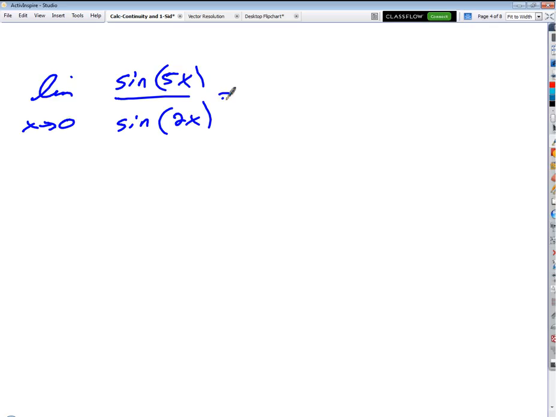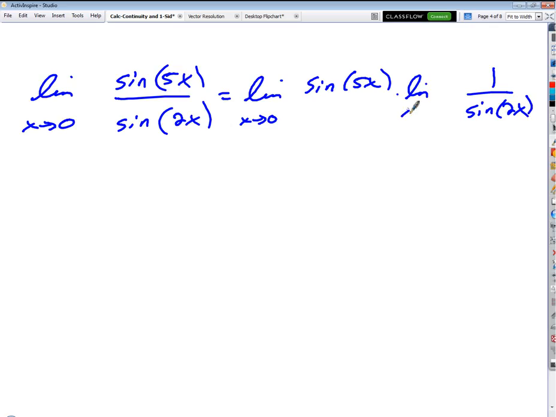So if we break this apart into two separate limits, the limit of sine 5x as x approaches 0 times the limit of 1 over sine 2x as x approaches 0. Make sense? So let's deal with those one at a time. What about the first one?